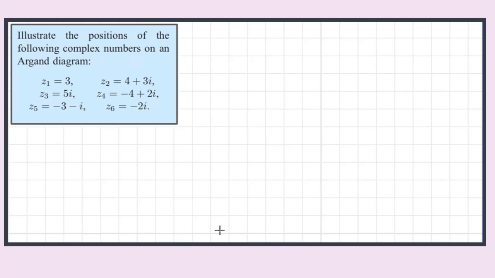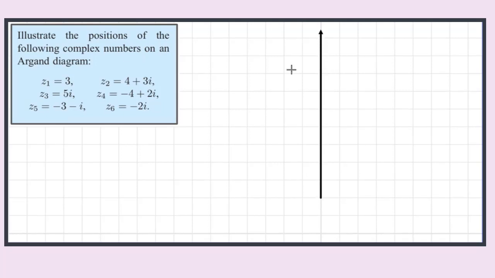So an Argand diagram is just a complex plane where the x-axis is the real axis, so that's the real part of the complex number, and the y-axis is the imaginary axis, so that's the i part. Right, so we're going to need some axes to begin.